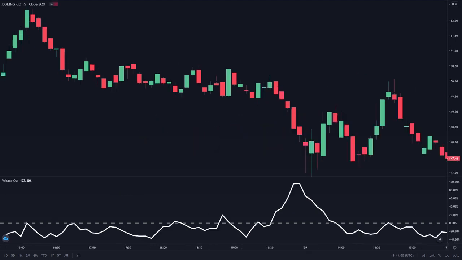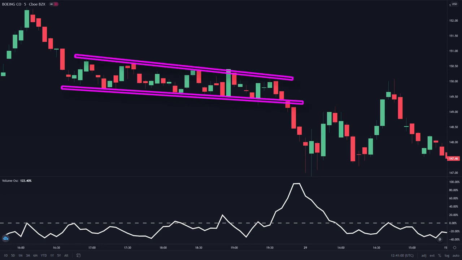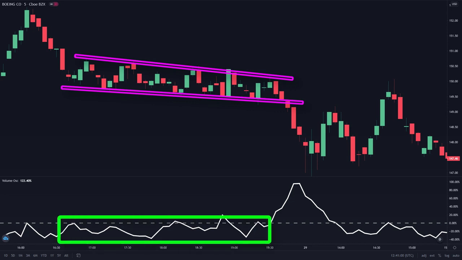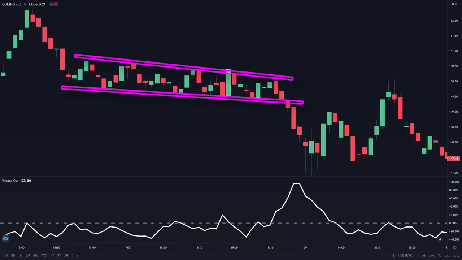So here's the Boeing chart, and as you can see, the price moved inside a range here, meaning you can draw support and resistance lines here. And when the price was trading in a range, we can see that the volume is relatively low. Now look at what happened.